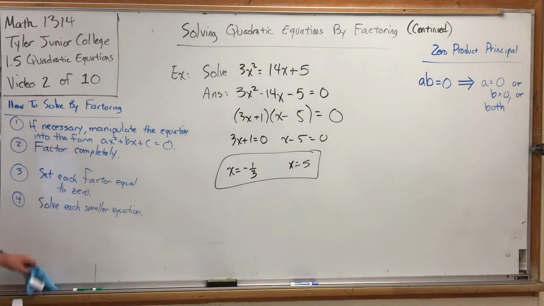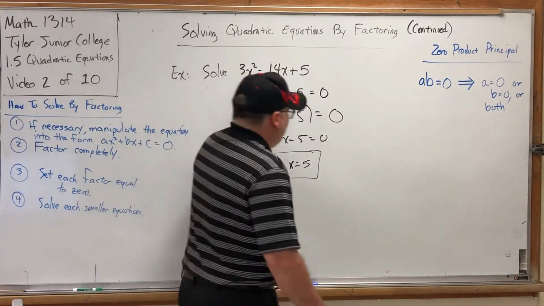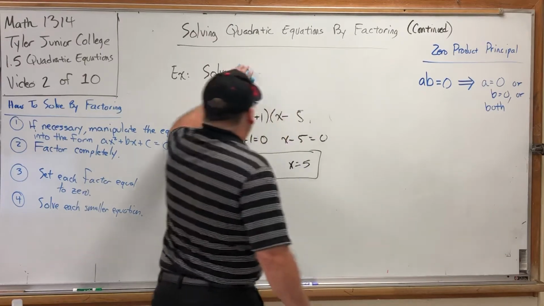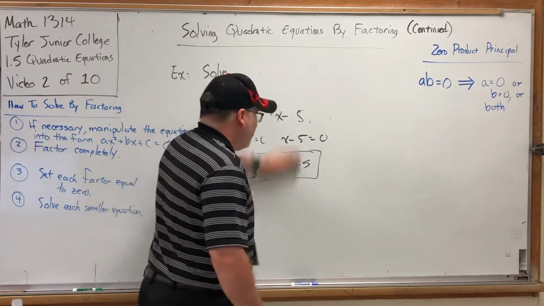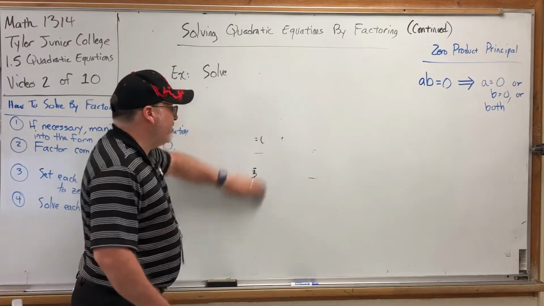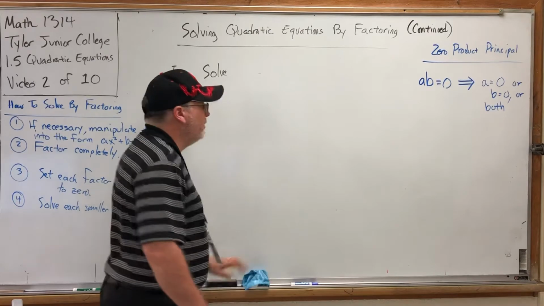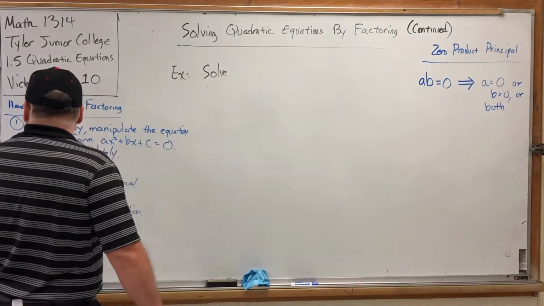Let's take a look at one more example of factoring, because, well, you can never have enough examples, but I just want to show you types of problems that have different issues. For example, the one that I'm currently erasing had an issue. It was not equal to 0. That was easy to fix. But what about this one?